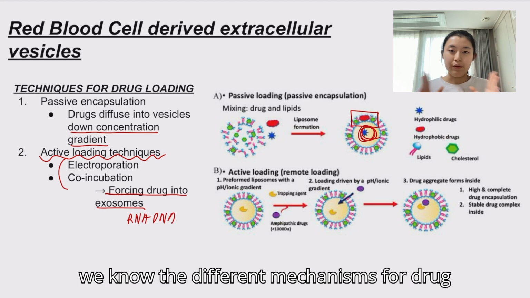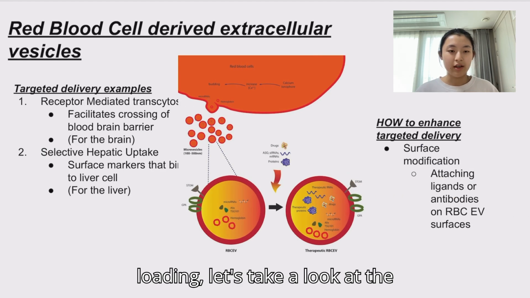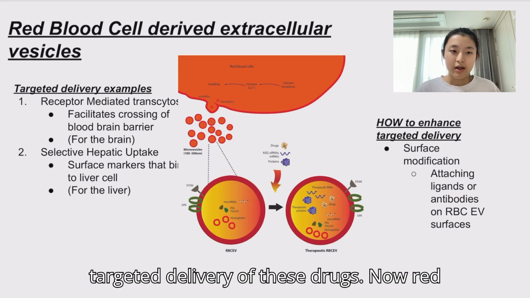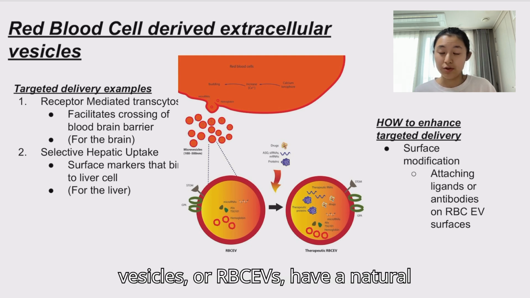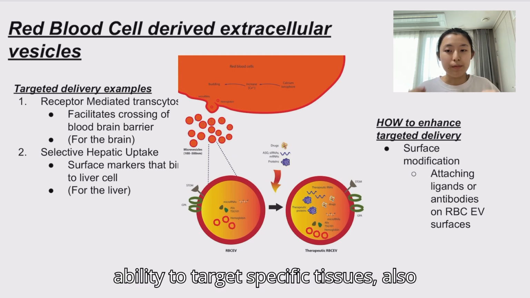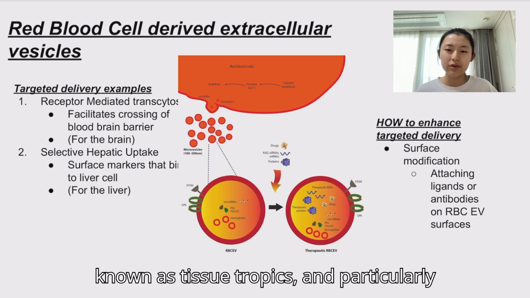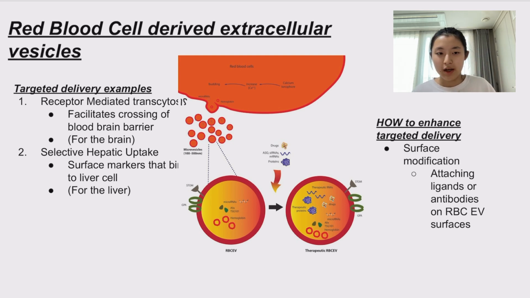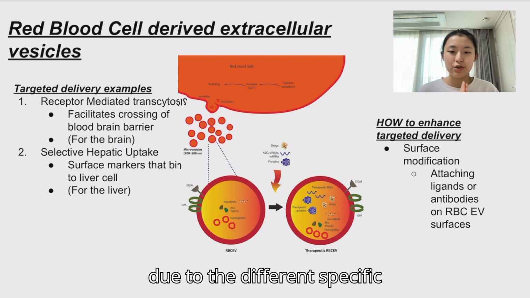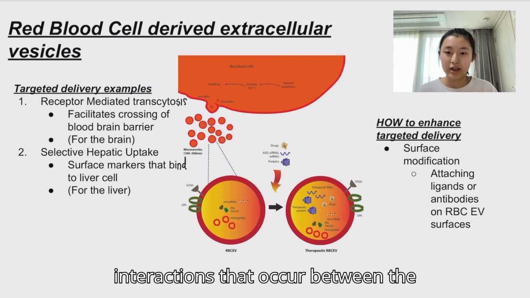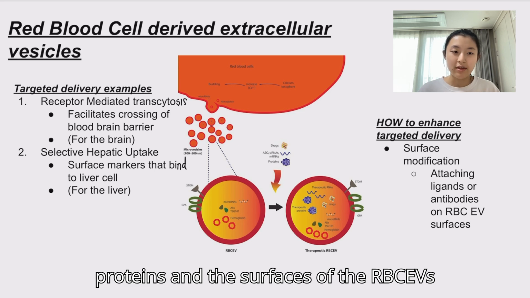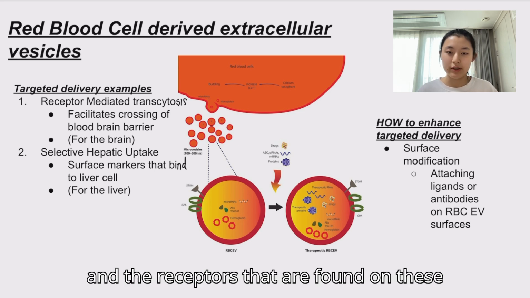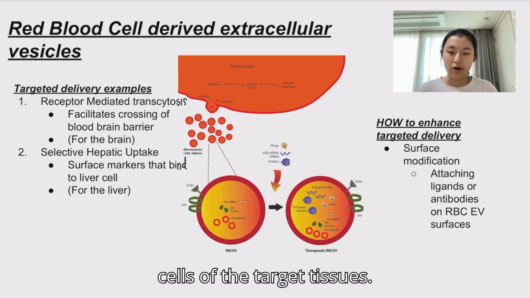Now that we know the different mechanisms for drug loading, let's take a look at the targeted delivery of these drugs. Red blood cell derived extracellular vesicles, or RBCEVs, have a natural ability to target specific tissues, also known as tissue tropism, particularly notable within the liver and the brain. This targeting ability is primarily due to specific interactions between the proteins on the surfaces of the RBCEVs and the receptors found on the cells of the target tissues.